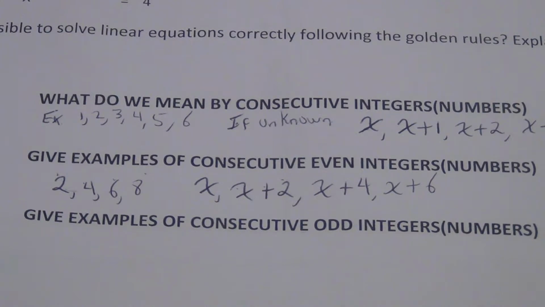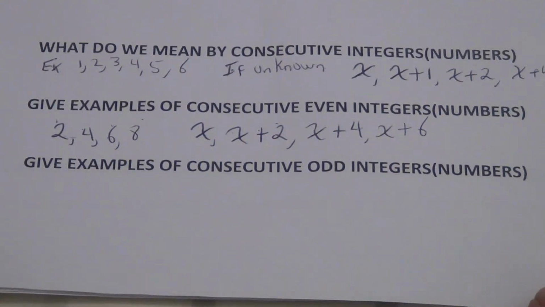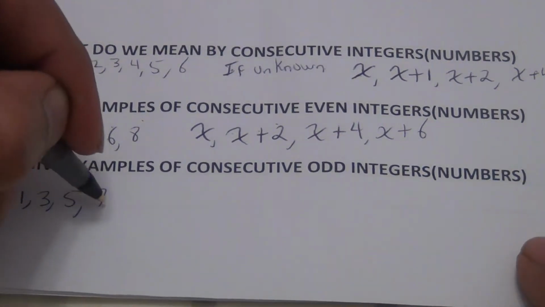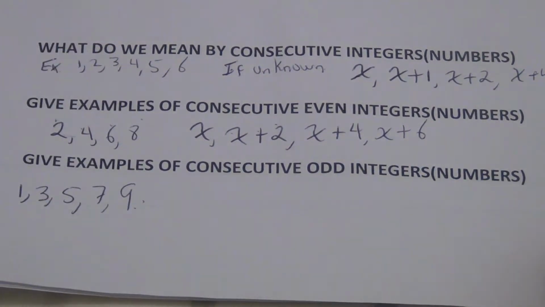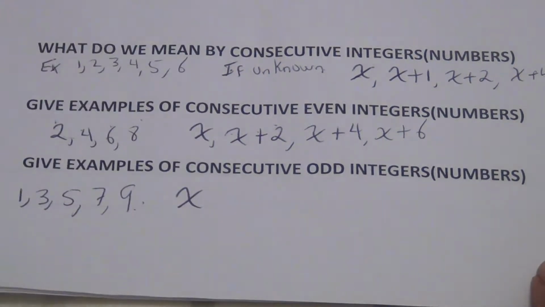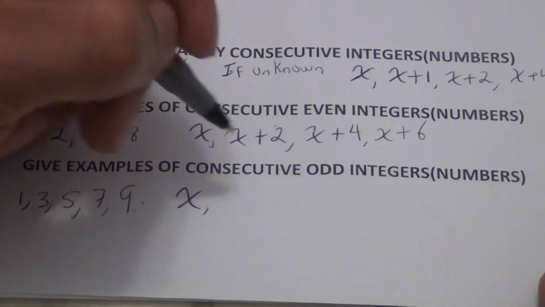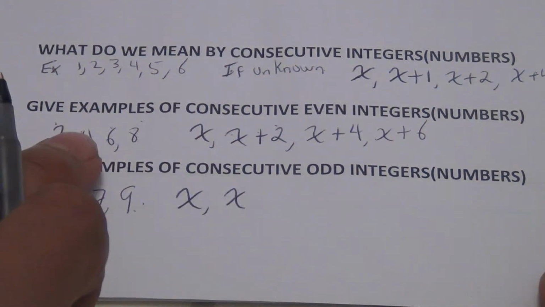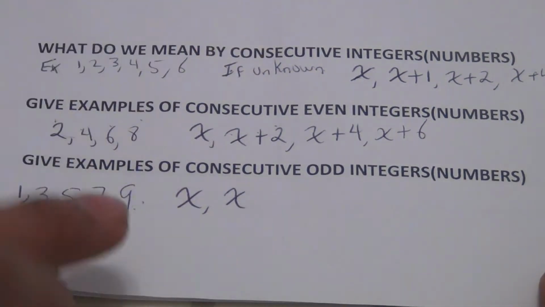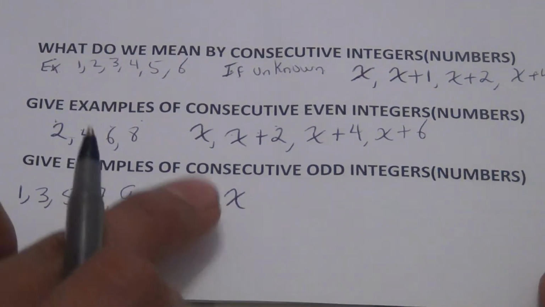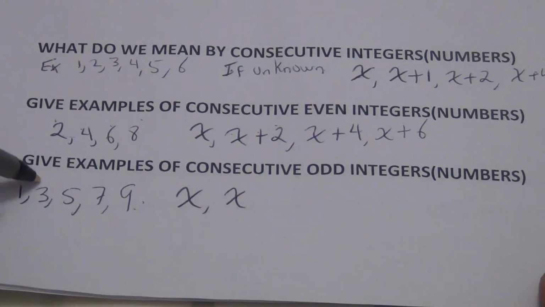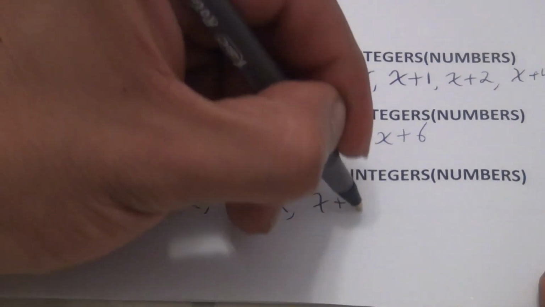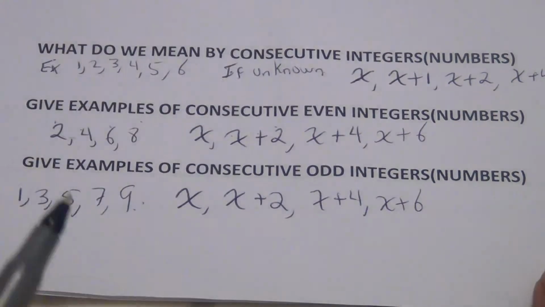Now we're talking about the consecutive odd integers, like 1, 3, 5, 7, 9, and so on and so forth. Well, if you don't know it, you could always represent it with a letter. And remember, this is the representation of the numbers, like the gap between numbers. This is not really an odd number. This is the representation. So the odd numbers go by 2s as well, right? So the next number is going to be by 2. So x plus 2, x plus 4, x plus 6, and so on and so forth.